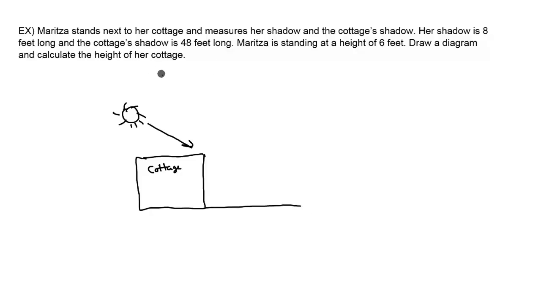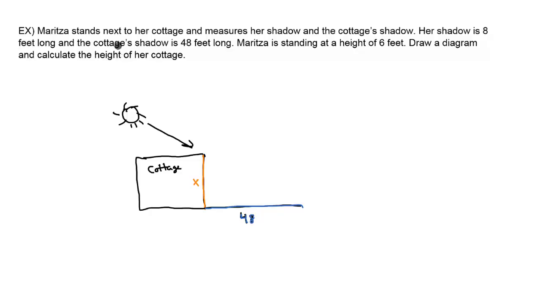Now let's fill in everything that we know about this cottage. If we read through, we could see that the cottage's shadow is 48 feet long. So this line right here, which represents her shadow, is 48 feet long. I highlighted it in blue to make it a little bit clearer. So that's her shadow. And we do not know the height of the cottage. We'll make that orange. And that's what we're solving, right? We don't know what that is, so I'm going to call that X.